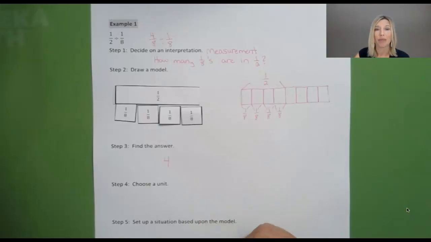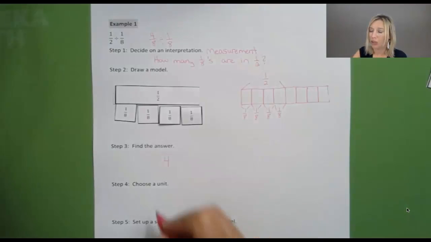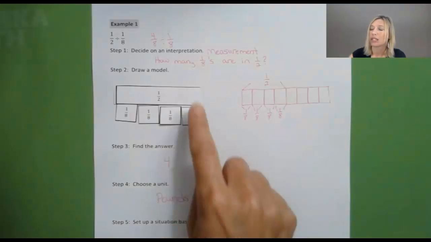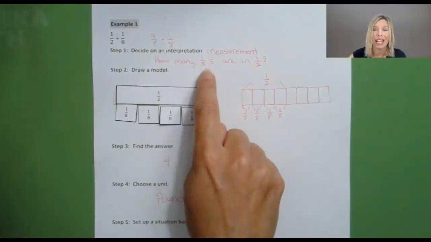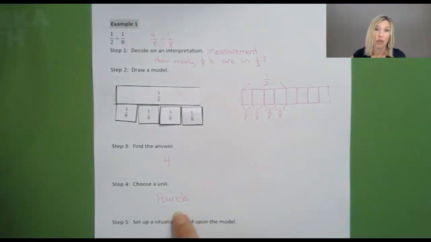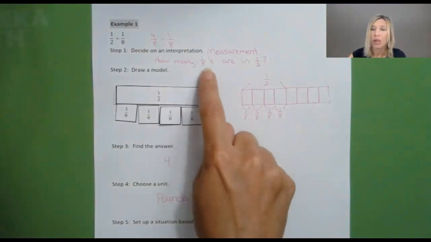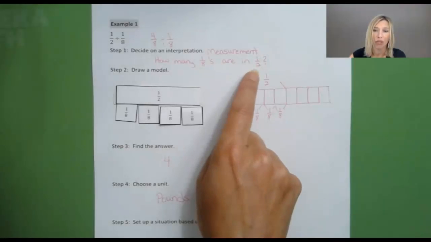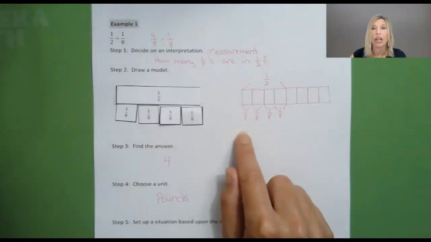So you choose a unit and write it down here for step 4. I'm going to choose a unit of pounds. And now we need to go to step 5. Set up a situation based upon a model. And the question that we're asking is, how many 1/8 pounds are in 1/2 pounds?